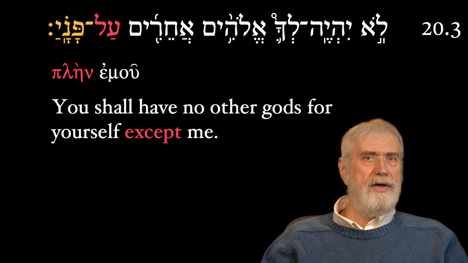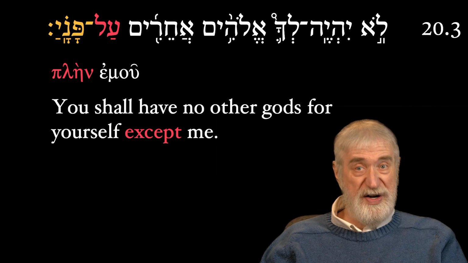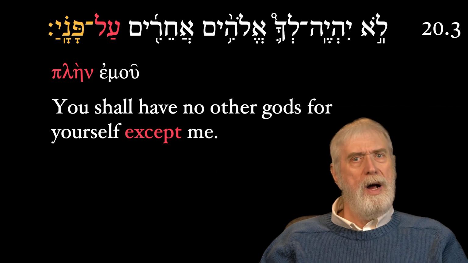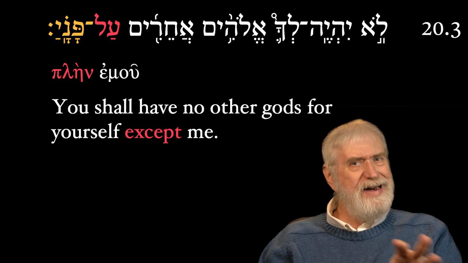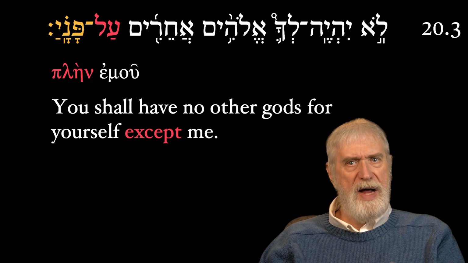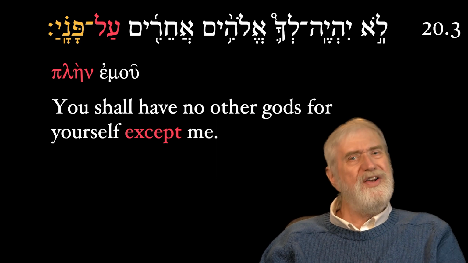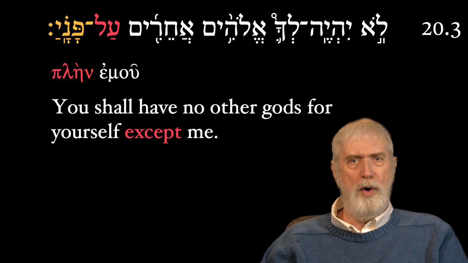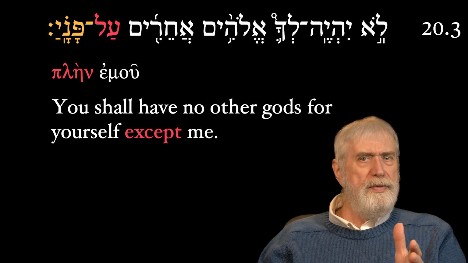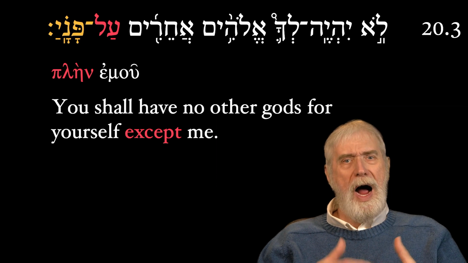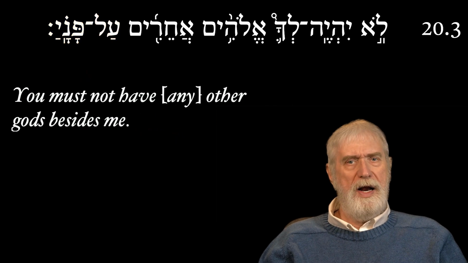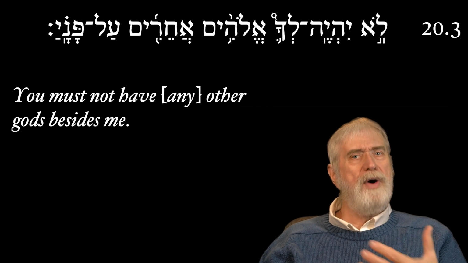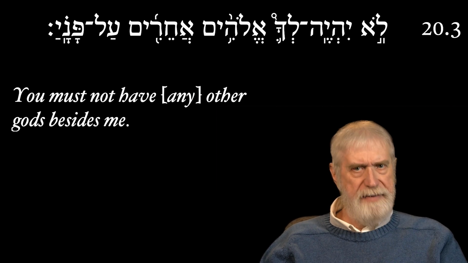Now, I like the English word besides as a gloss for the Hebrew al here, because it combines the ideas of proximity and exclusivity. And so it has a range of meanings that's similar to that of the Hebrew word. Putting this all together, I would read verse 3, something like this. You must not have any other gods besides me.